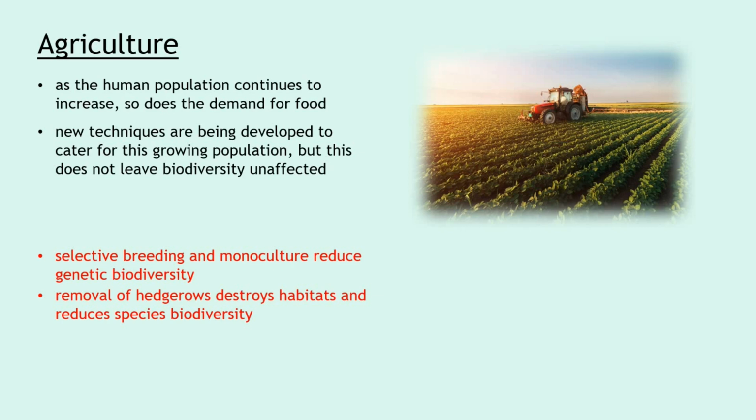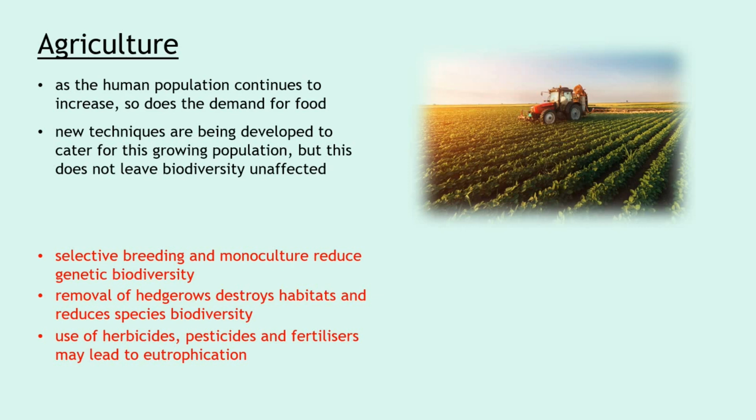And lastly, in agriculture, herbicides and pesticides are very often used. Herbicides are weed killers, and although weeds are plants that you do not want because they compete with your crops, they are still species, and so by removing them, you are decreasing species biodiversity, and likewise with pesticides.